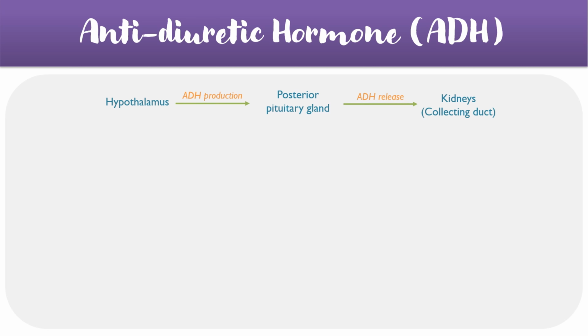body. So if you remember, ADH is produced by the hypothalamus and is then stored in the posterior pituitary gland before being released to activate the kidneys, and more specifically, the collecting ducts of the kidneys.